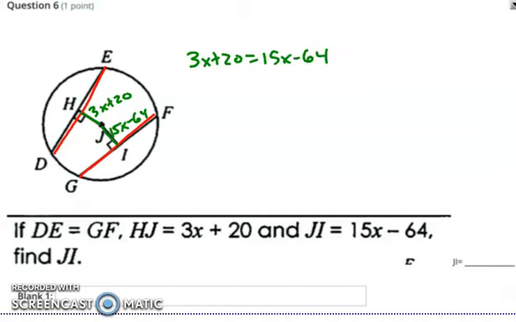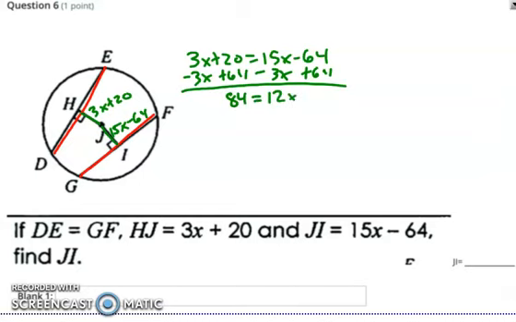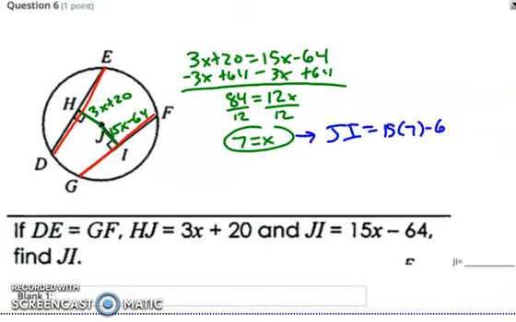If the chords are equal, they have to be the same distance from the center. Subtract both sides by 3x, then add 64 to the other side. That would give me that 84 is equal to 12 times x. So we're just doing 84 divided by 12, which is 7. So 7 is x. Again, they want JI this time. So I'm going to take that and plug it in for JI, which is 15 times 7 minus 64. So 15 times 7 minus 64 will give us 41, which should be the same length as HJ, so you could check your work with that.